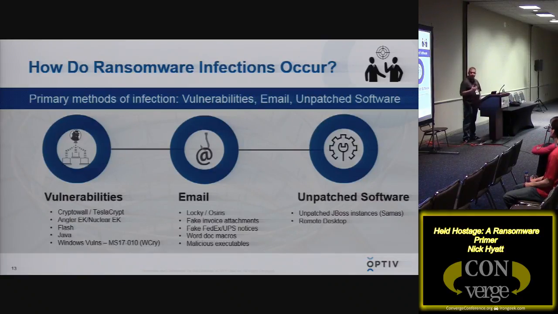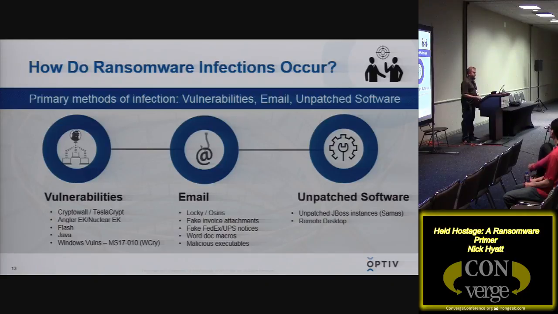Locky is a campaign that really loves to push email. And we've seen this really in a resurgence around Christmas time. We actually had one in December of 2017. They love to use fake invoice attachments. So your fake FedEx, UPS notices, people still haven't caught on that FedEx and UPS don't send you PDF files that are actually executables. And then Word docs that have macros in them. And those Word docs will reach out, grab the malicious executable, download it, and install it.